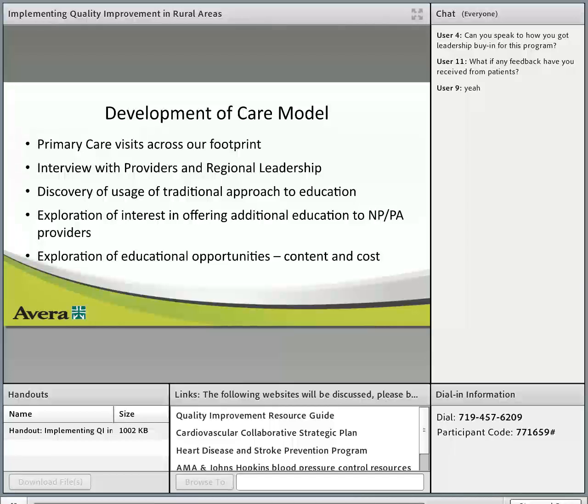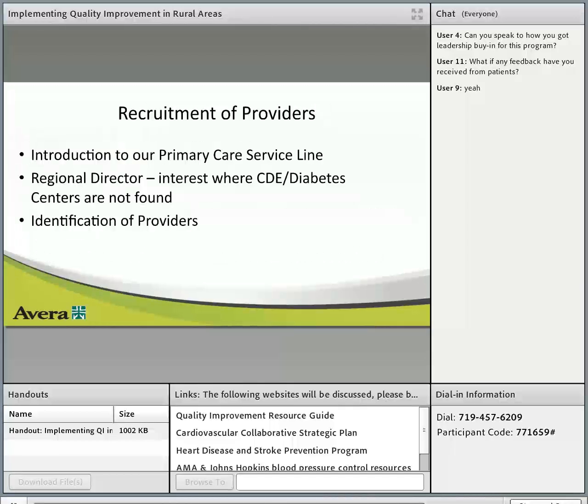So we looked at how we might be able to do that. What kind of content did we want those folks to have? What kind of cost could we bear related to that educational component? We really started by making sure that our primary care service line and our primary care providers were into the method that we had thought we would try to do. So we presented it to the primary care service line. Those individuals were eager to support it.